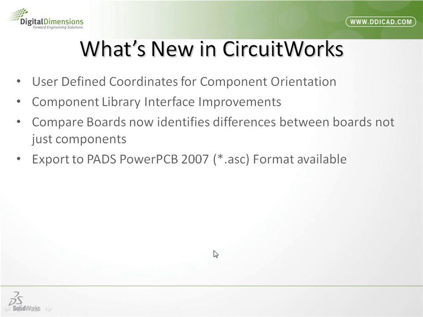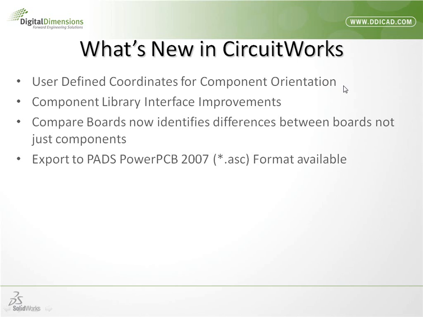Alright, so we're just about out of time, so I wanted to finish up the webcast with what's new in CircuitWorks for 2011. One of the big changes is SolidWorks has added user-defined coordinate systems for component orientation. When you have your component libraries, when you get vendor parts or parts off of 3D Content Central, or you make your own parts, they might come into CircuitWorks and SolidWorks and be built sideways. So there's now a way to fix that.